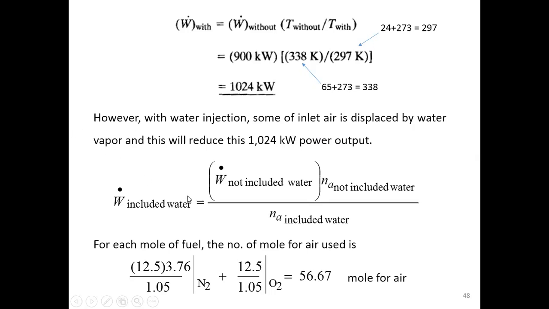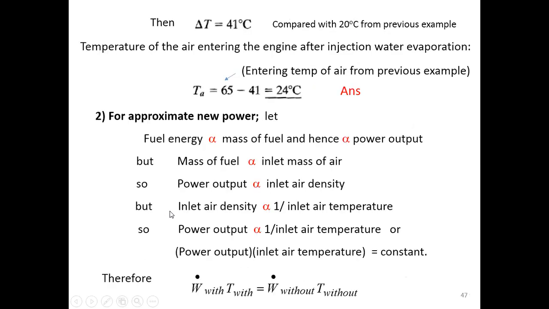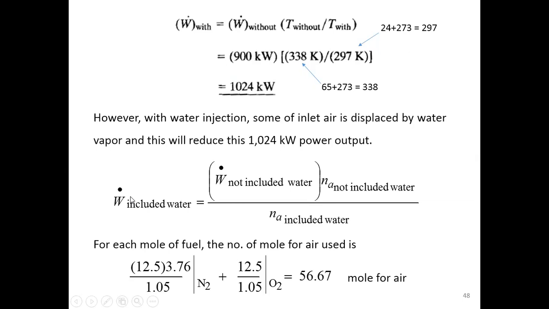So it means we can come up with this expression, exactly the same concept that we have in here. The power output that includes water is equal to the power output that does not include the water, which we showed right here, times the number of moles of air when we do not have any water, divided by the number of moles of air when we include the water here. So now what we have to find out is this number.